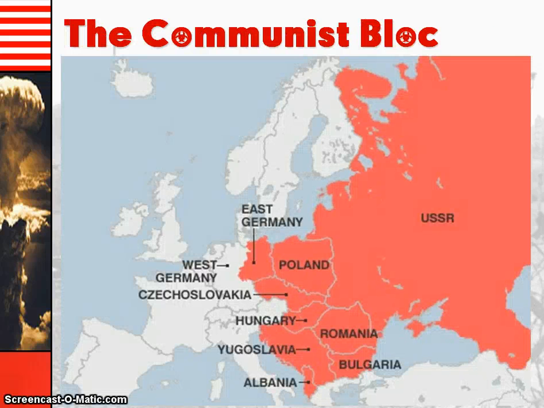This is a map of the communist bloc. The red nations indicate that these were under control of the Soviet Union. So you can take a moment and look at that, look at some of those nations.